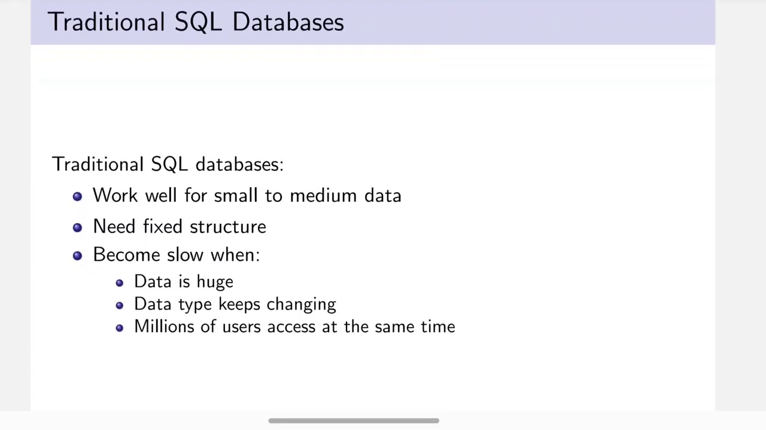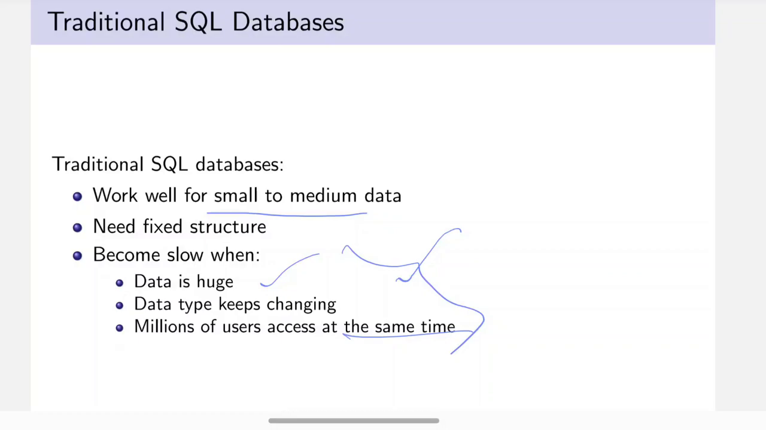so traditional SQL databases work great for small to medium structured data, but struggle when data becomes very large, data changes frequently, and millions of users access it at once. So performance goes down because SQL must follow a strict schema. Okay, it must follow a strict schema. If this happens, SQL will fail.